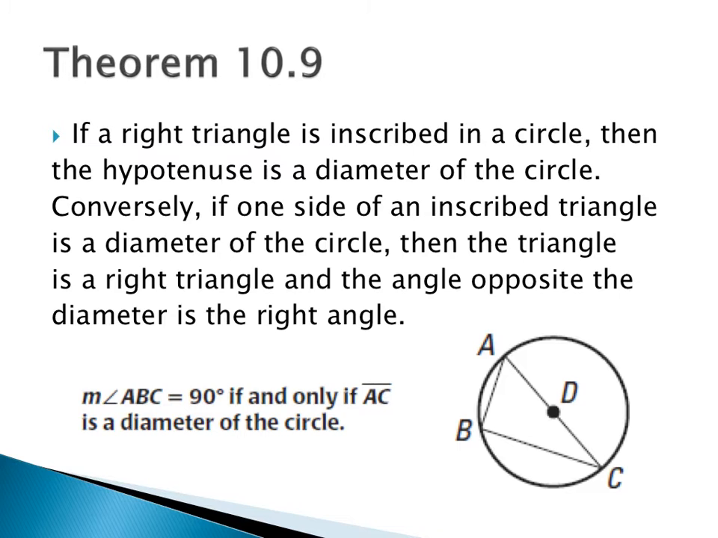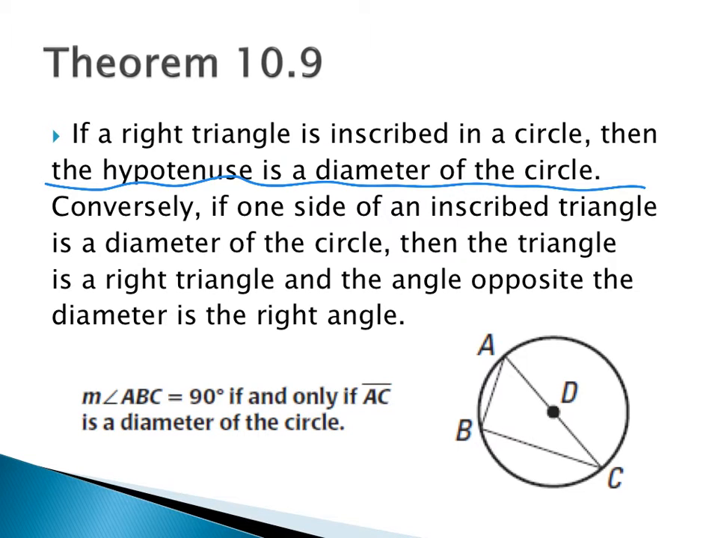All right, Theorem 10.9. Focus. Theorem 10.9 says if a right triangle is inscribed in a circle, then the hypotenuse is the diameter of the circle. So let's start with just that first part, okay?